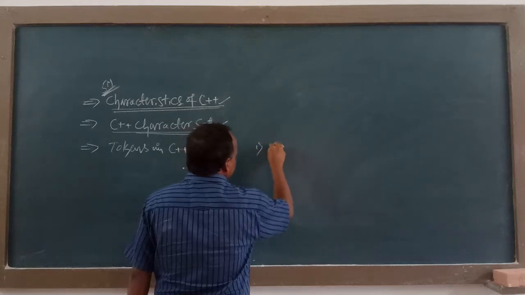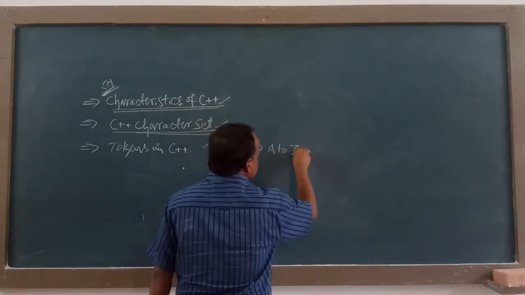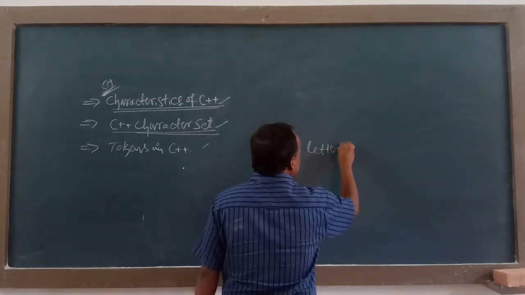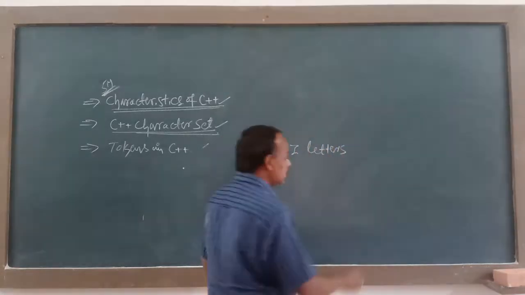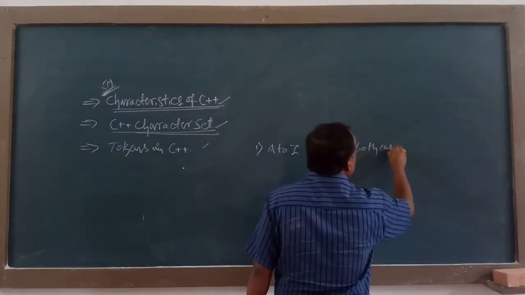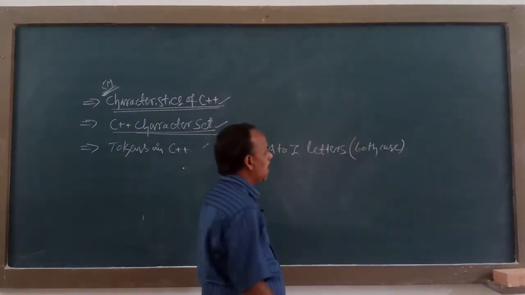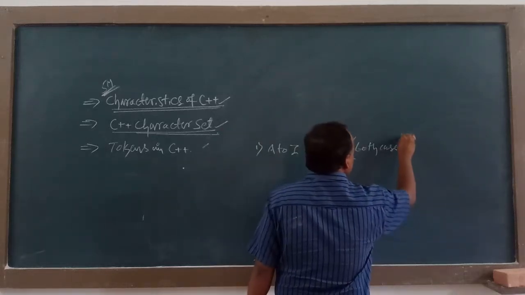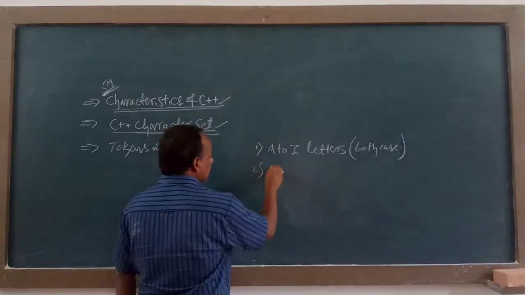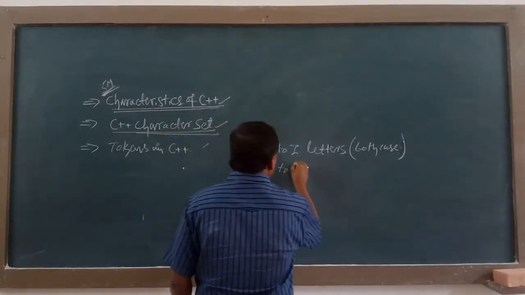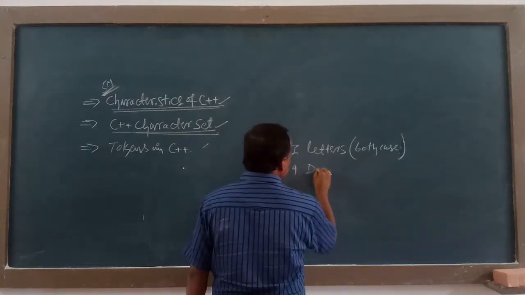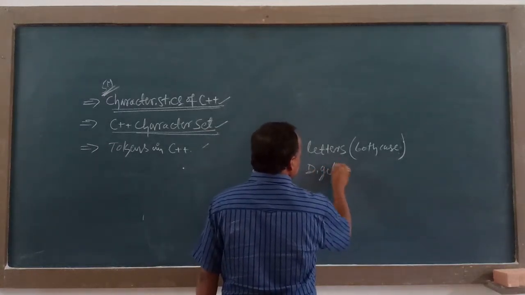First one, A to Z letters, both cases. That is, it is going to support uppercase as well as lowercase letters, A to Z. Second one, 1 to 9 digits.